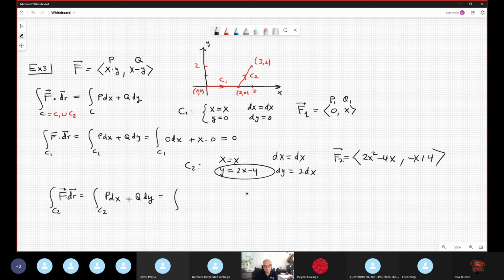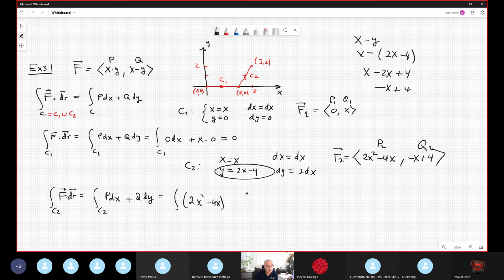Look, x minus y. But who is y? Y is 2x minus 4. So x minus 2x plus 4. Combine like terms: minus x plus 4. And this is Q2. And P2, using substitution, P2 is 2x squared minus 4x. And dx in the formula is dx. They have no difference.